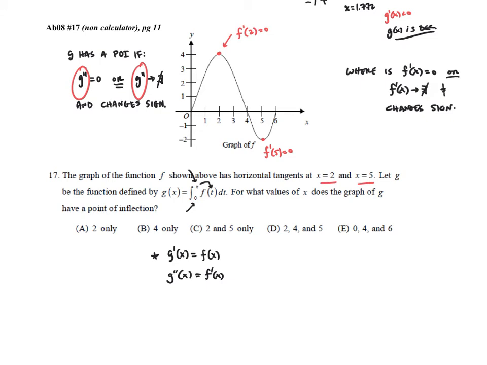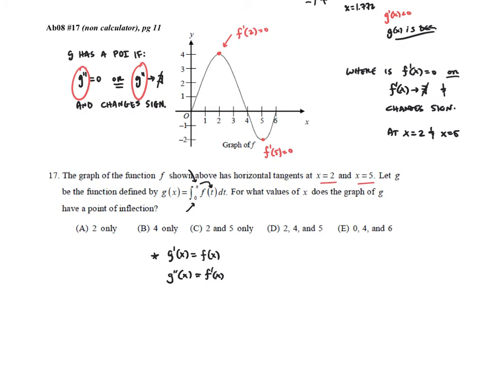Okay, so let's analyze this graph. Notice that f is increasing and then decreasing, and it changes from increasing to decreasing at x equals 2. That means f prime, as we noted here, is equal to 0 when x equals 2. Same happens when x equals 5, other than the fact that the function f is decreasing, then increasing. So I can say that f prime is 0 and changes sign at x equals 2 and x equals 5.